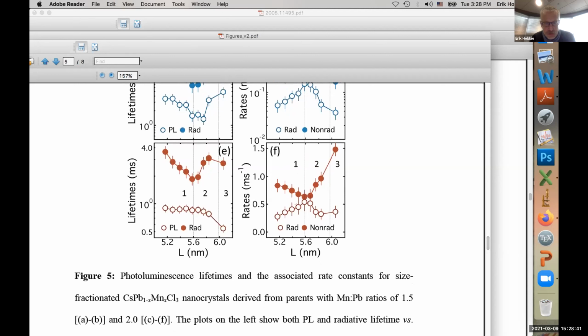Here you go, see this? So this is the non-radiative rate. What's beautiful is that right where the dopant emission is most efficient, the radiative rate comes up and the non-radiative rate comes down. And then this one takes off. That means all of a sudden, because of these dopant interactions, you've got all kinds of non-radiative channels.